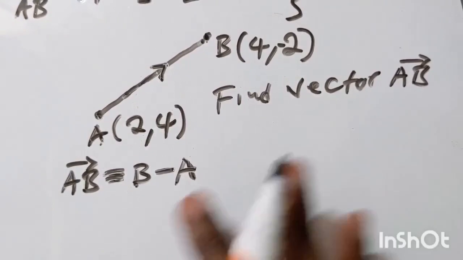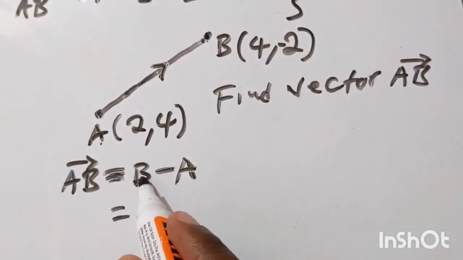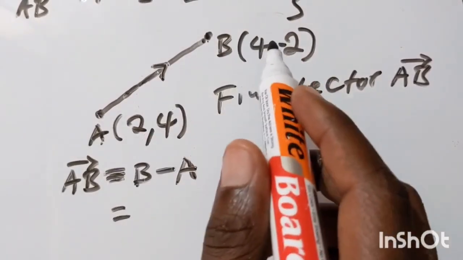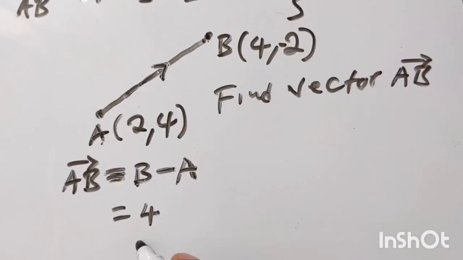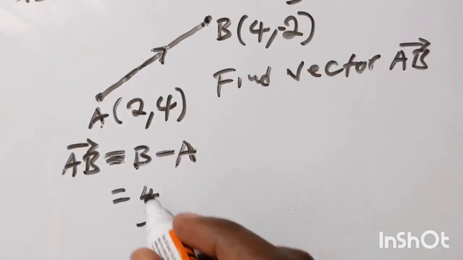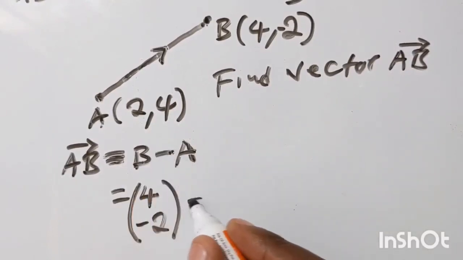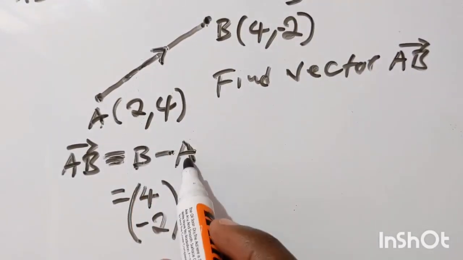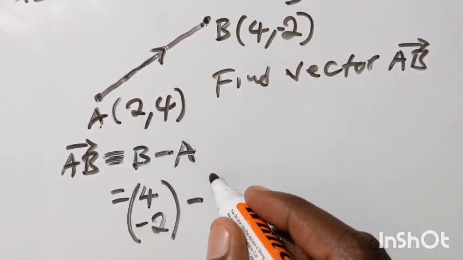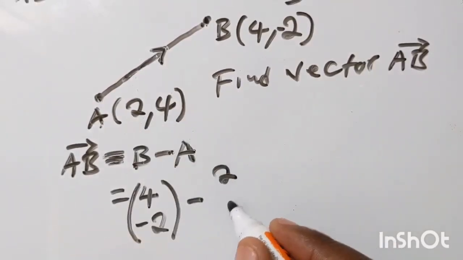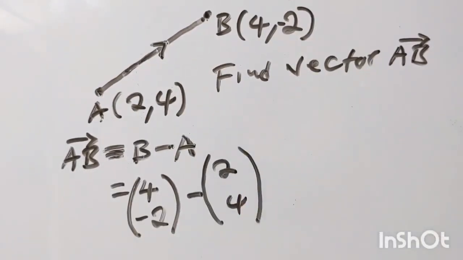So here we are going to say point B. Where is point B? Point B is this one. So you write point B as 4, negative 2, like that. Then there is minus here, so you put minus. What is the point at A? The point at A is 2, 4, like that. So that is how you write it.